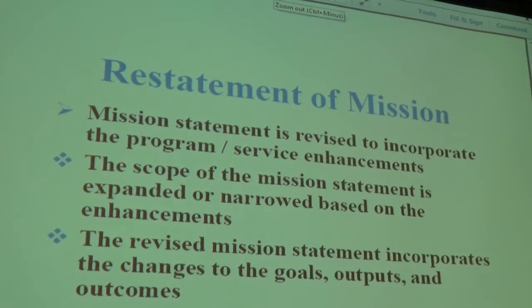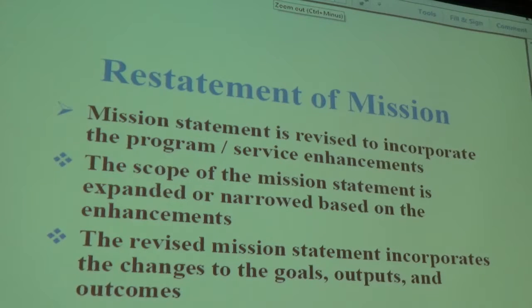On slide number 5, there's the restatement of the mission. Whenever there are significant program service modifications, that's going to affect the mission of the organization, and certainly going to affect the mission of the program and service. So you restate the mission statement based on the program and service enhancements.